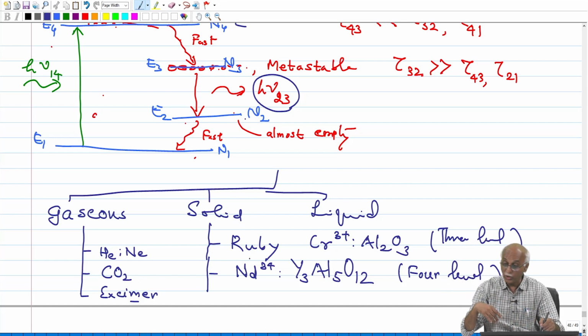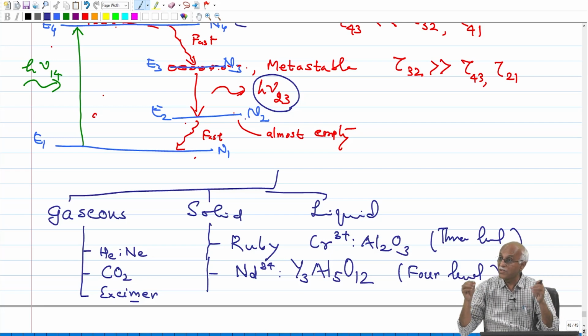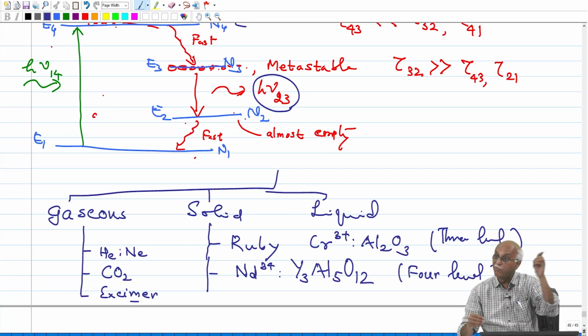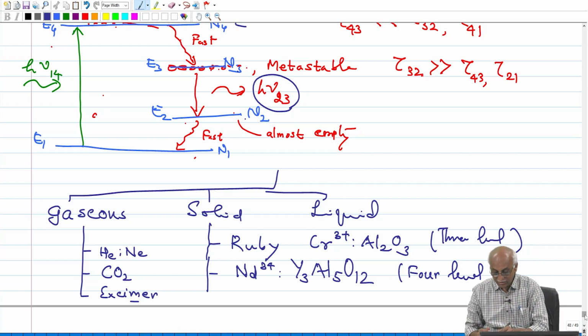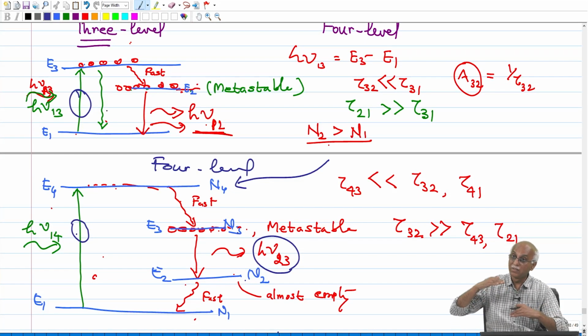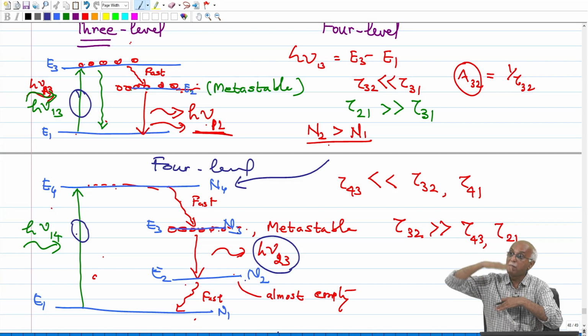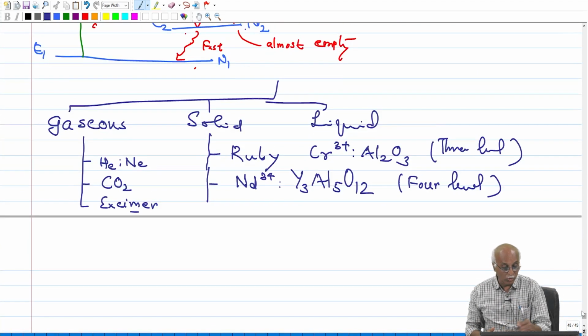But in the case of solid state materials, there is no electrical discharge. We provide photons of pump frequency, photons whose energy matches the pump energy band, the pumping band. So the pumping is through optical means, not through discharge.